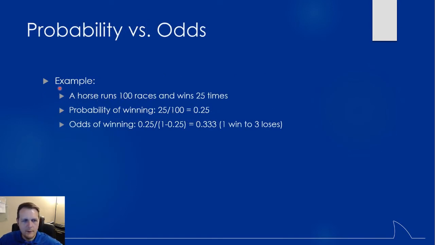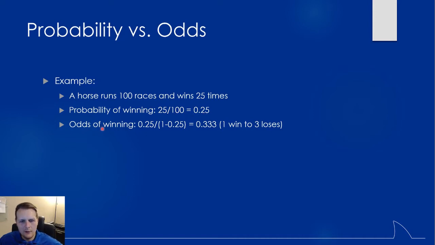So let's look at an example of a horse running some races here. Let's say that the horse runs a total of 100 races and wins 25 times. The probability of winning is going to be the number of times that the horse did win divided by the total number of times it ran. So the probability of it winning is 25%, right?